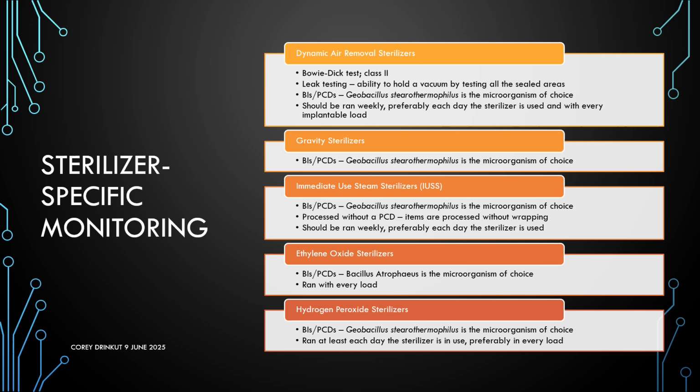The gravity sterilizers, even the dynamic sterilizers, they utilize the biological of choice, which is Geobacillus stearothermophilus. That's what is in the ampoule that we use to test the biological portion of the sterilization phase. The IUSS, or the immediate use steam sterilizers, are used for unwrapped or emergency sterilization cycles only. They will also use the Geobacillus stearothermophilus.